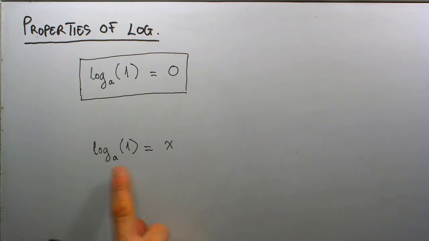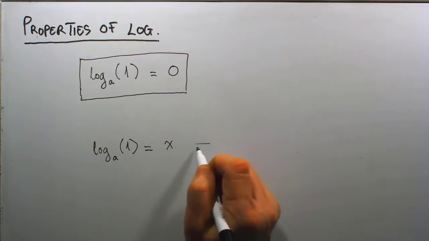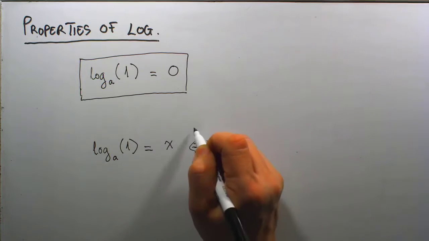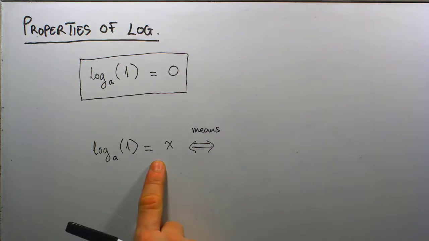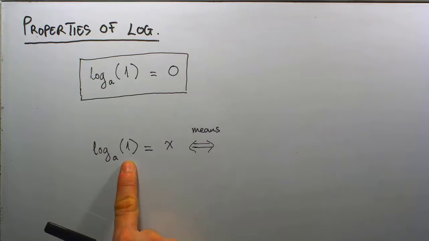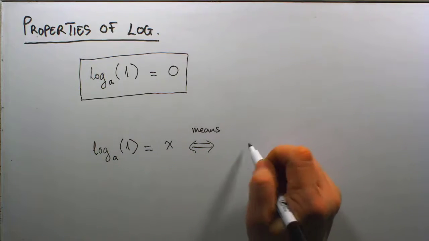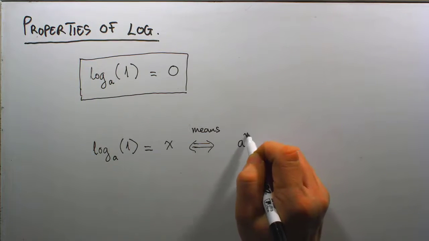recall from the definition of logarithm that log base a of 1, if it equals x, it means, so this double-headed arrow here means, verbally, it says "means." So this statement here, the answer to log base a of 1 equals in value x, means a to the x equals 1.